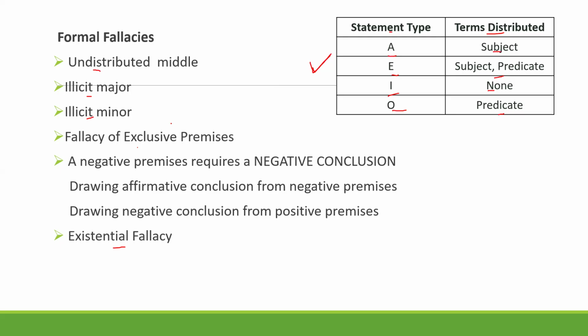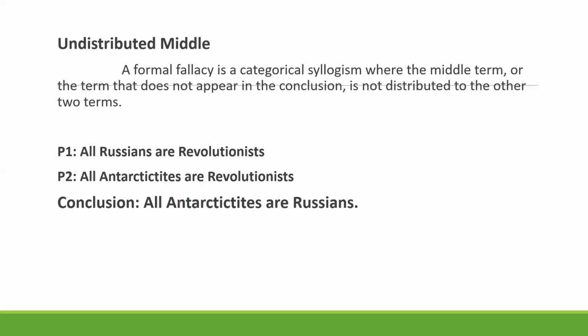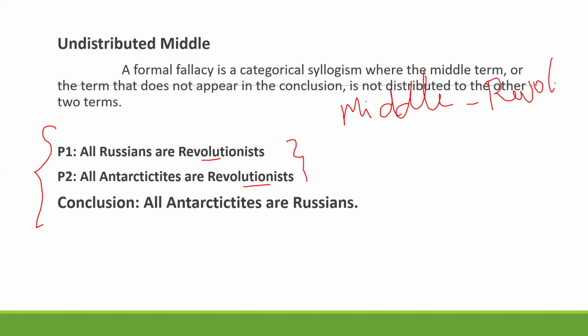Okay, first one, undistributed middle. Before saying this, we have to know what is the middle term, what is the major term, and what is the minor term in this argument. So first we have to know what the middle term is. Check both the premises. Which one is the common term for premises P1 and P2? This is the revolution term. This is the common term. So the common term is called the middle term. So revolution is the middle term.